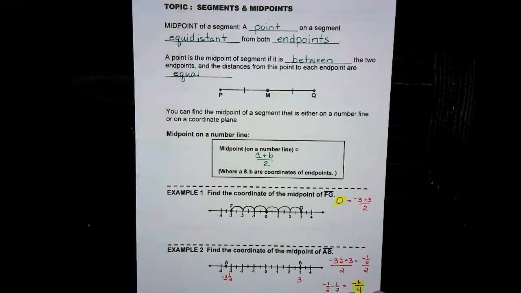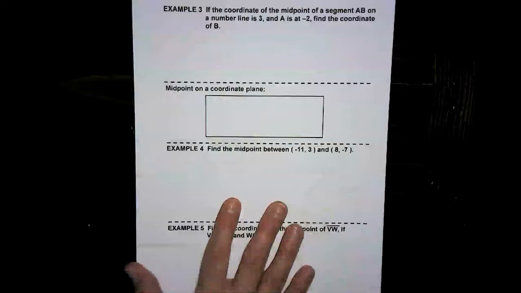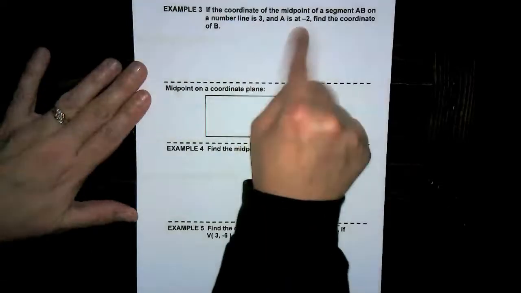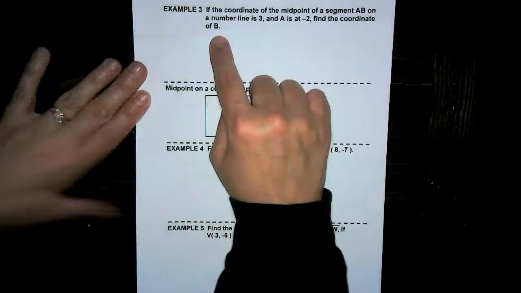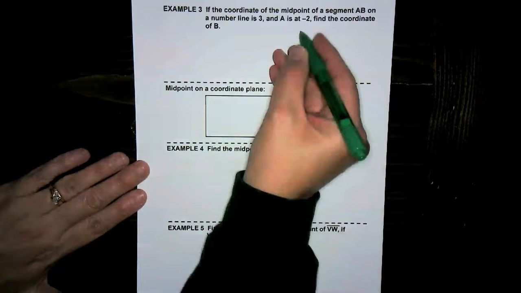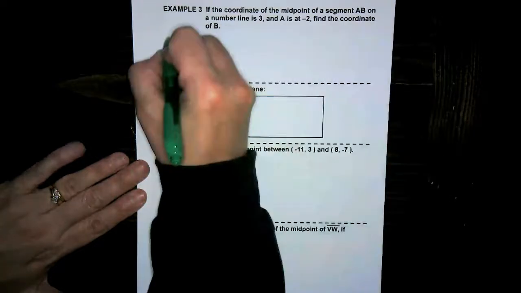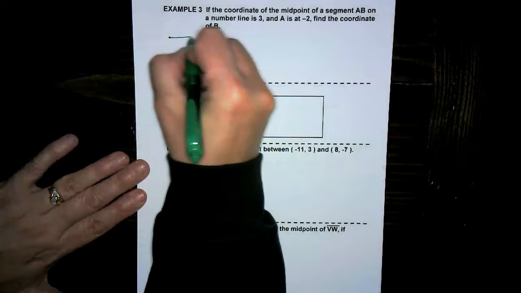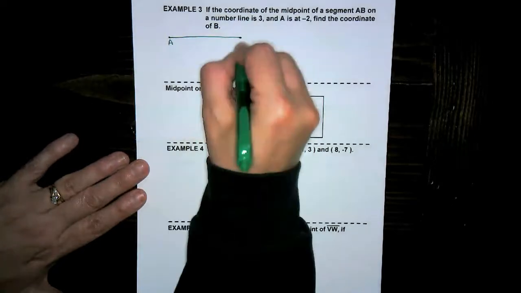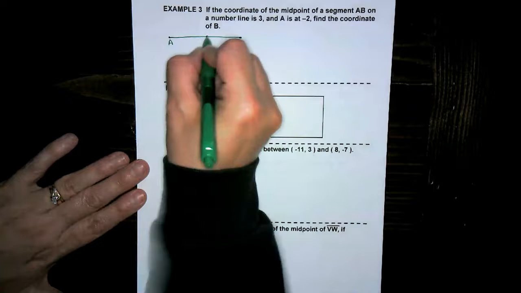Let's do a few more examples here. Look at number 3. If the coordinate of a midpoint is 3 and A is at -2, then find the other endpoint. So this is a little bit different. Before, we were given the endpoints and asked to find the midpoint, but now we're told the midpoint and we want to find the other endpoint. So let's draw a picture. I always think a picture helps me to visualize what's going on. We have a segment AB, and we have a midpoint here.